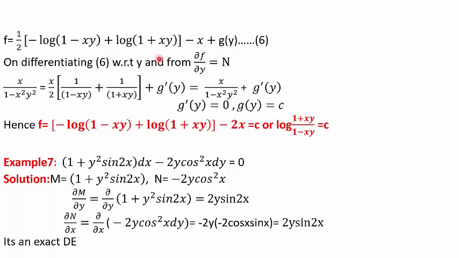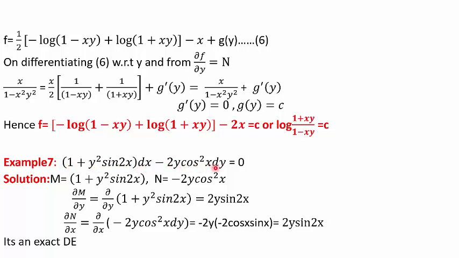Differentiate this with respect to y. Equate it to n. We'll see that again the terms will get cancelled on both the sides. We will get g dash y is equal to 0 or gy is equal to constant. Now this gives us f is minus log 1 minus xy plus log 1 plus xy, minus 2x is equal to c. Or when I combine these two terms, we get log 1 plus xy upon 1 minus xy, minus 2x is equal to c.